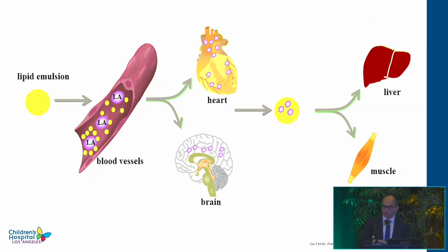This picture shows the mechanism of lipid rescue. So lipid emulsion into the bloodstream encapsulates the local anesthetic. It travels to the brain and to the heart. It acts as a lipid sink to pull the local out from the active sites and encapsulate them again. And then it acts as a shuttle that would transport the local to the liver for metabolism, or to the muscle for storage for metabolism later.